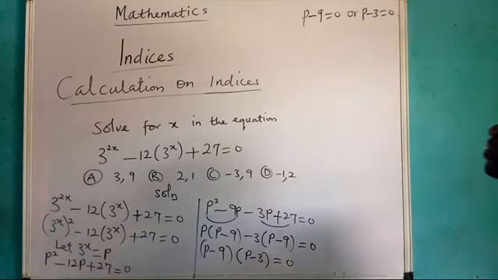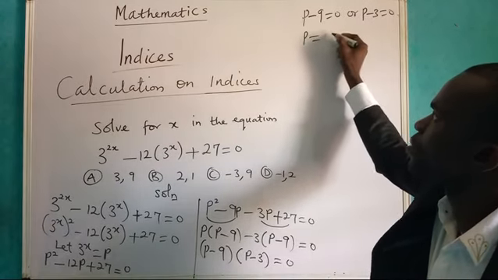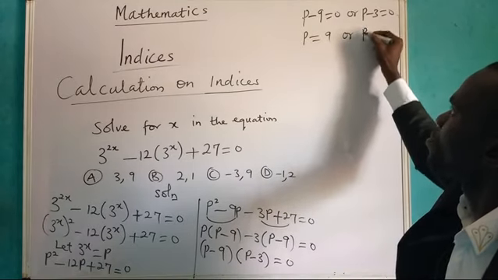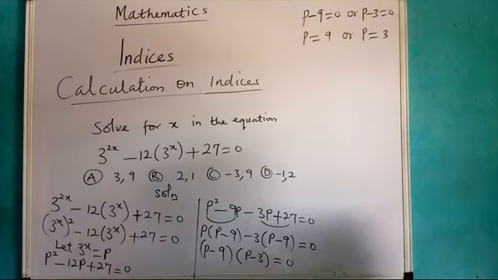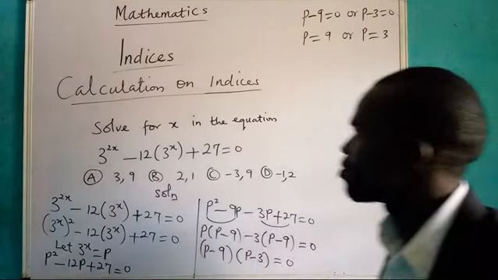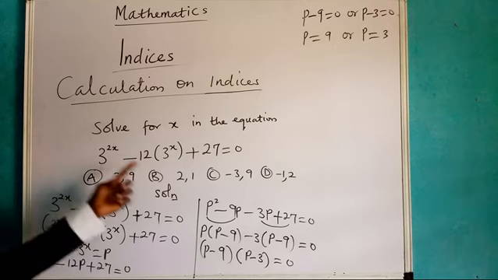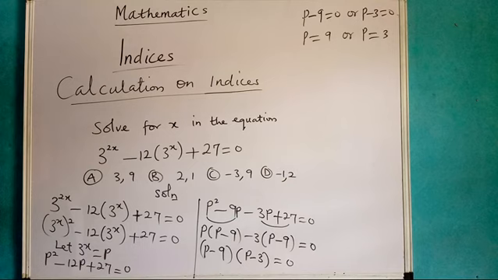I need to determine p. Minus 9 crosses over and becomes plus 9, so p equals 9. Or this one will also cross over and become p equals 3. Now we have two values for p. But in the equation we don't have p. We are dealing with x in the equation, and we're asked to solve for this x.